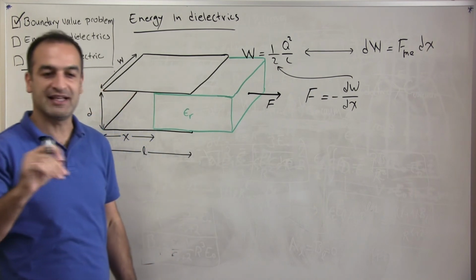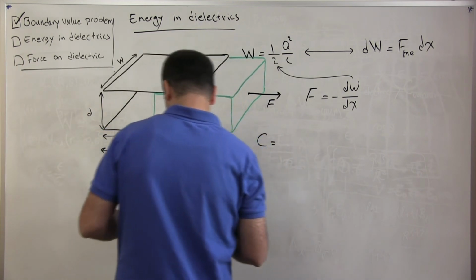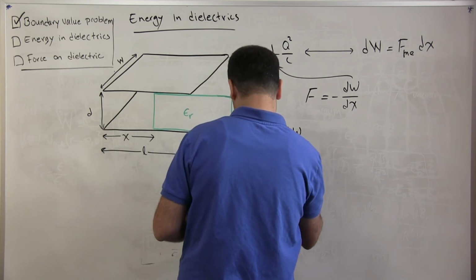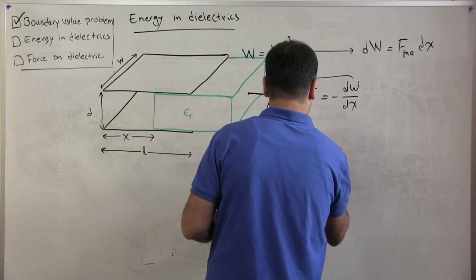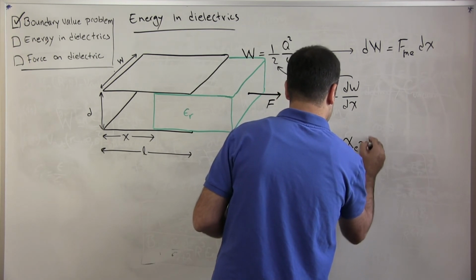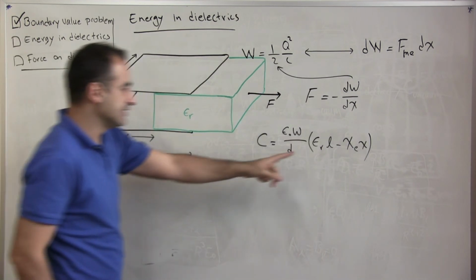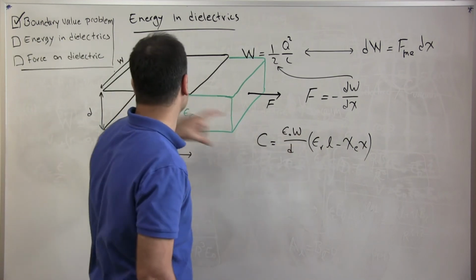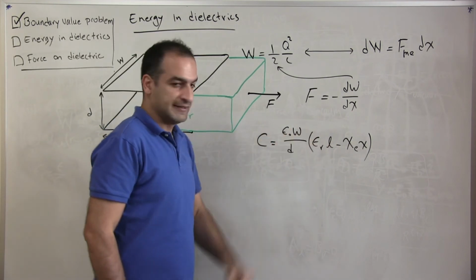So I don't want to calculate that step by step, but I can tell you the capacitance is epsilon naught W over D, and we have two terms for capacitance. One of them is epsilon R times L. The other one is negative of chi E times X. X is how much vacuum we have. L is the total length of the capacitor, and D is the separation. The W here is the width. So L times W here is going to be the area.